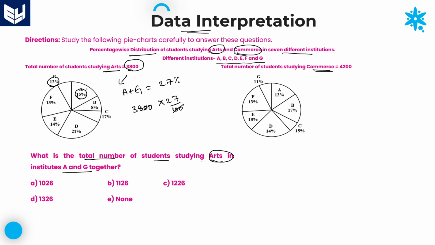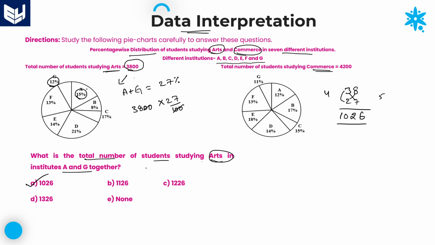Now you can cancel these 2 zeros. 38 into 27, that is your answer. Here if you observe carefully, in 38 into 27, the units place must be 6. Why? Because 8 sevens are 56, 5 is the carry forward, right? And in the given options, each and every option is ending with 6. So, you need to calculate the remaining values as well. Next, 3 sevens are 21, 21 plus 16, 37, right? 37 plus 5, 42. 4 is the carry. And next, 3 twos are 6, and 6 plus 4, 10, so 1026. That is option A.